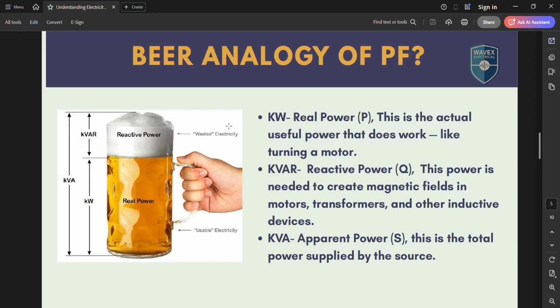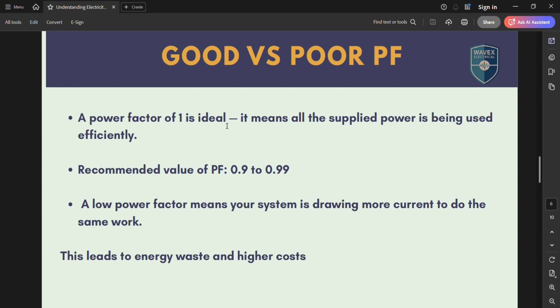Then we will discuss a bare analogy of power factor. We will understand power factor in a different way, so that we can understand it a little bit better. Then what is a good power factor and what is a poor power factor? What is the recommended range for power factor?